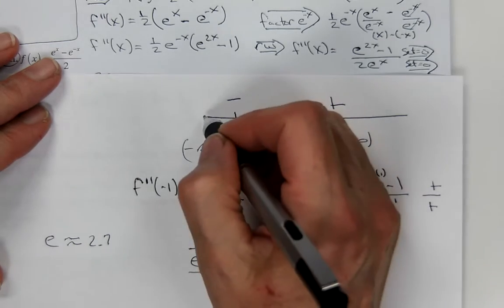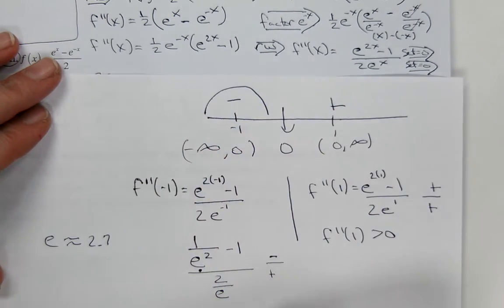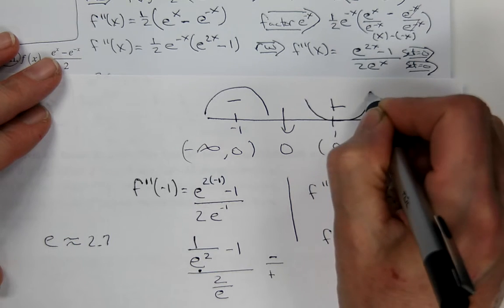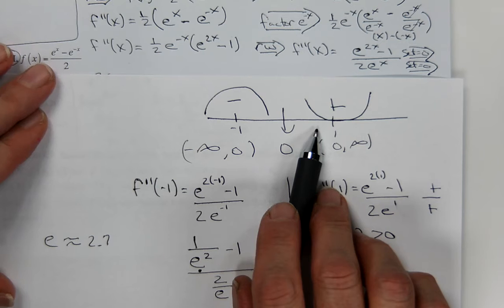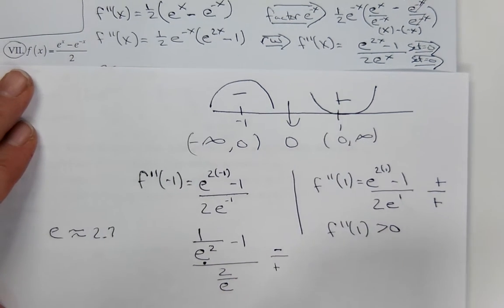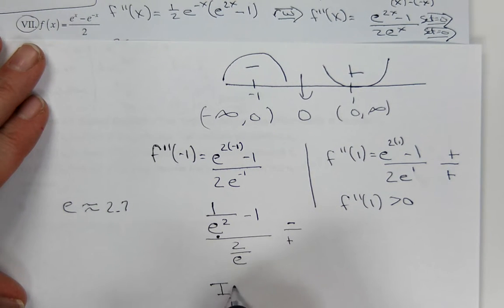Therefore, we have concave down for the left interval, concave up for the right interval, and because the concavity changes on either side of 0, then we have an inflection point. So we have an IP at x equals 0, concave up from 0 to infinity, and concave down from negative infinity to 0.